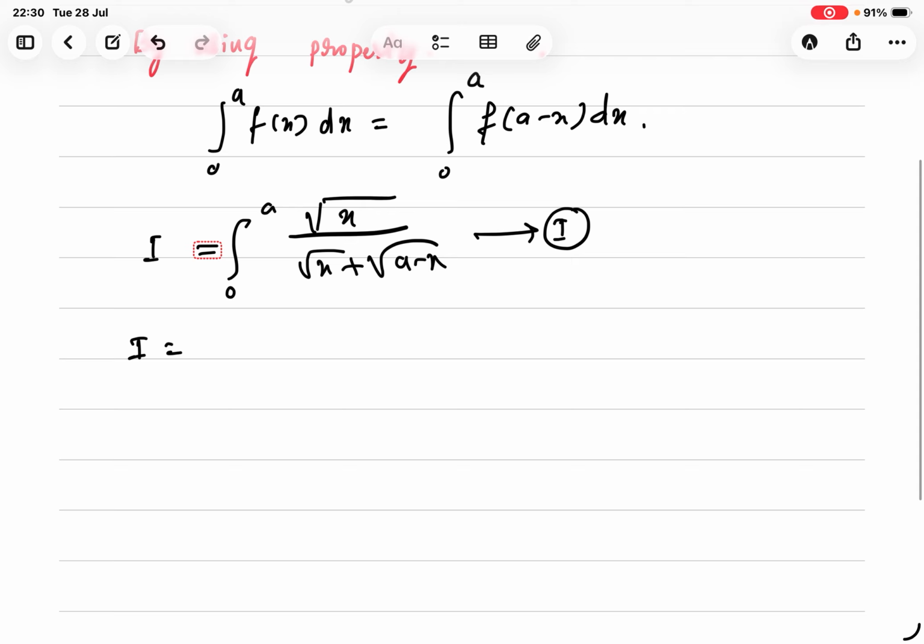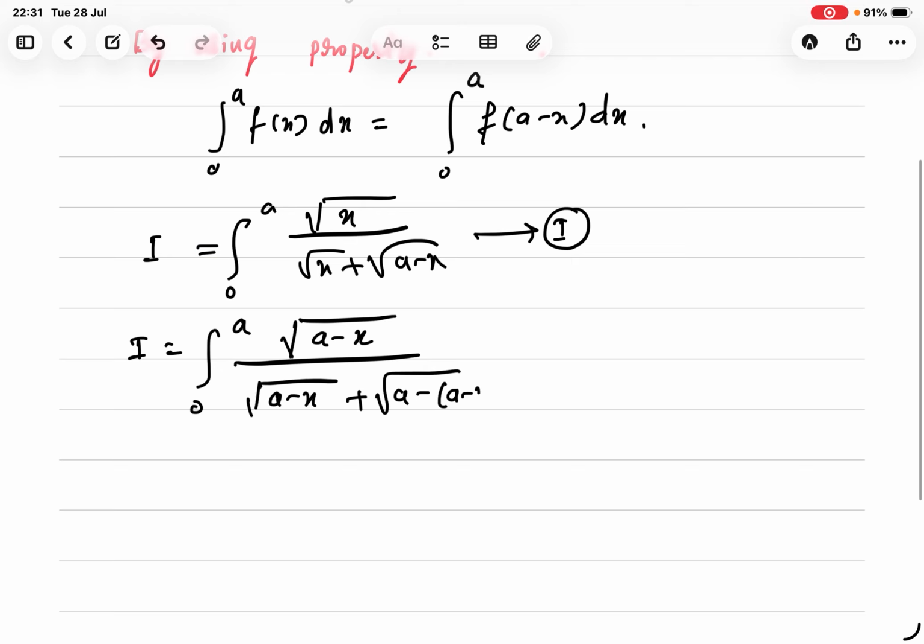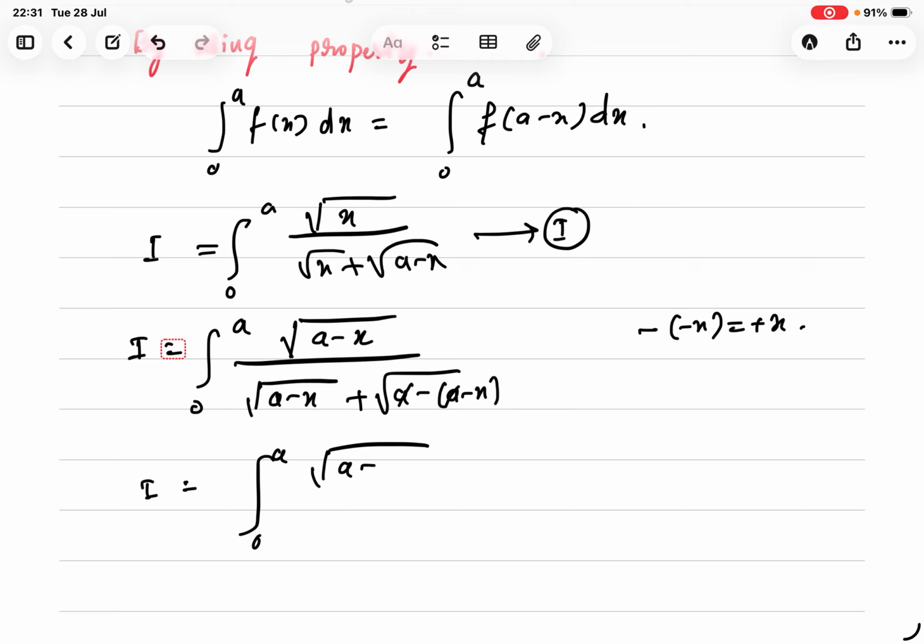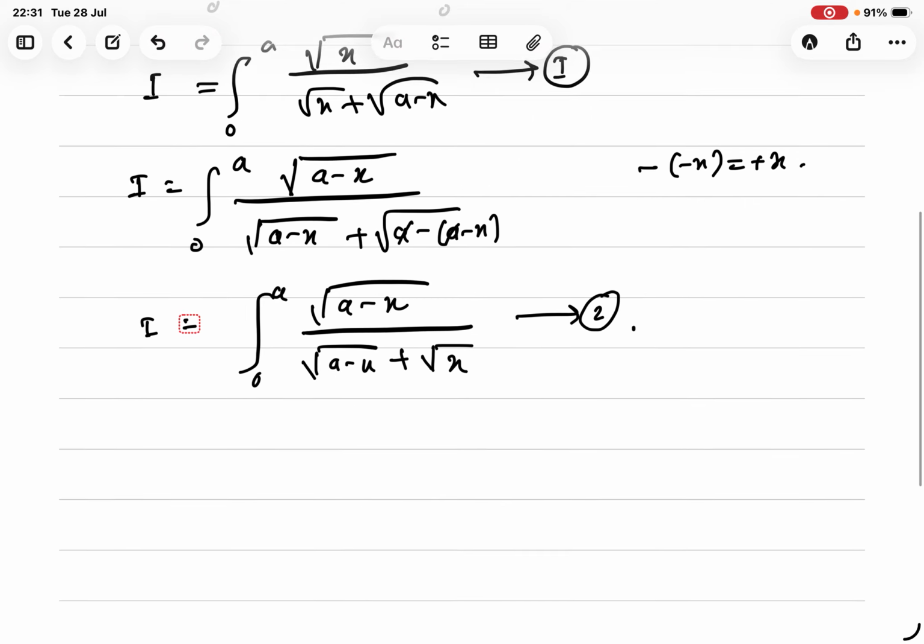Now you have to apply the property from 0 to a: x becomes a minus x, and x becomes a minus x plus a minus x. Now a gets cancelled, and minus of minus x will be plus x, and the equation becomes the integral from 0 to a of root of a minus x divided by root of a minus x plus root x. This is equation 2. Now you have to follow the same procedure. What is that? Add 1 and 2.